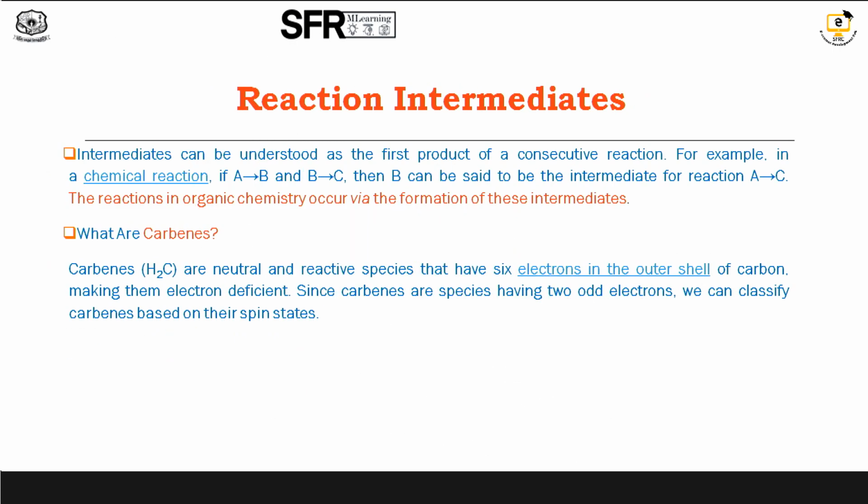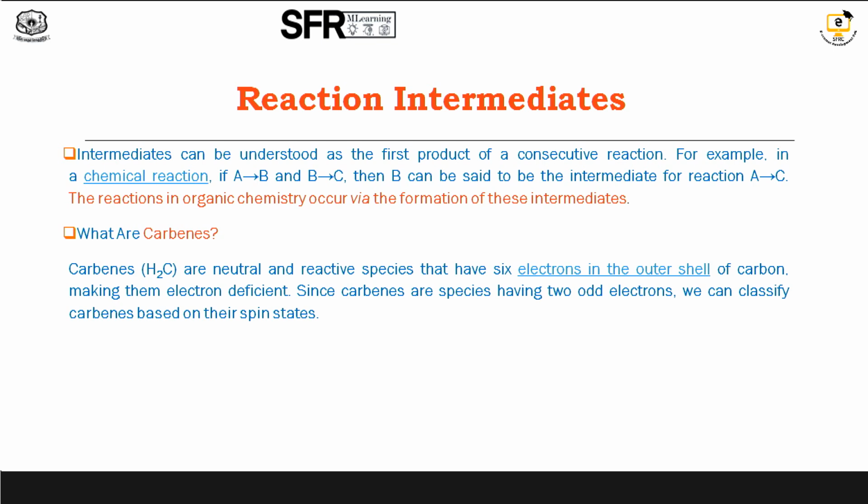Next we will move on to what a reaction intermediate is. We are seeing only the preliminary idea about each term involved in organic chemistry reactions. Intermediates can be understood as the first product of consecutive reactions. For example, in a reaction A giving B and B converted to C, B is the intermediate for the reaction A to C. Reactions in organic chemistry always occur via the formation of intermediates. Some of the intermediates we will see now.